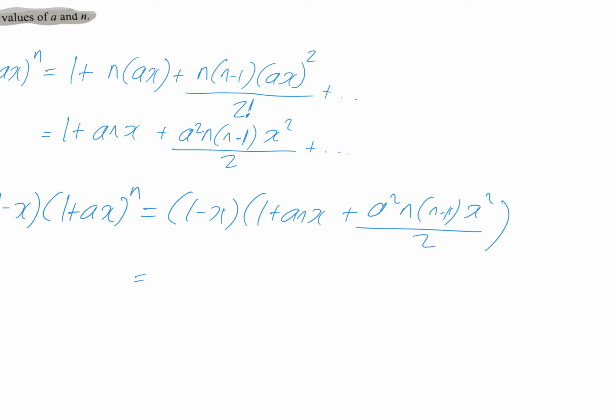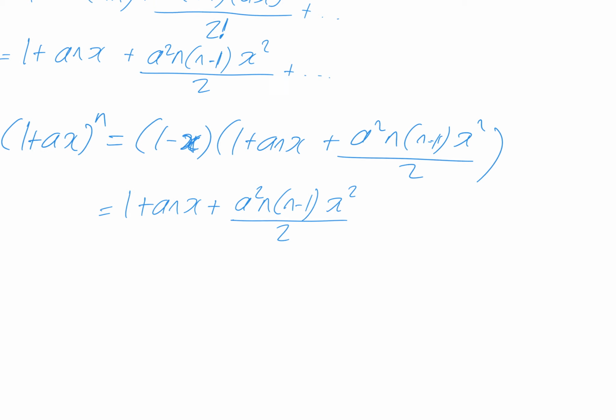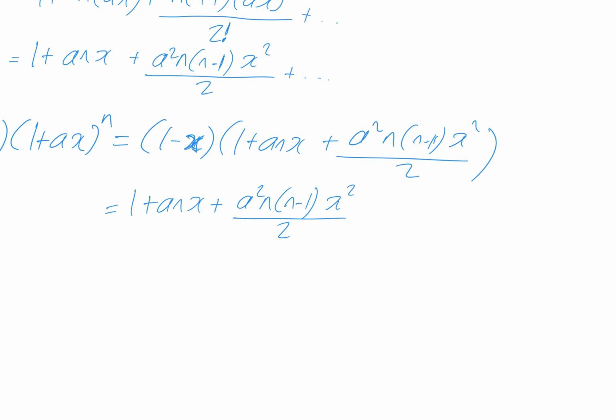Multiply everything through by the 1 then. 1 times it is just going to be 1 plus anx plus a²n(n - 1)x², still over 2. And now we're multiplying through by our minus x. Minus x times 1 is just minus x.